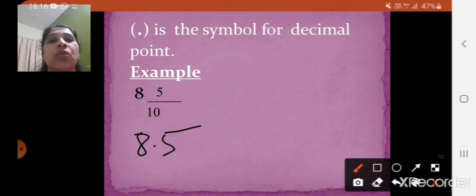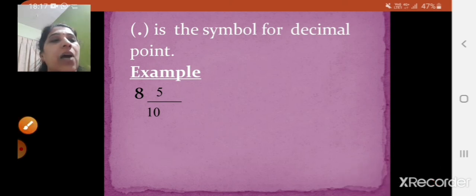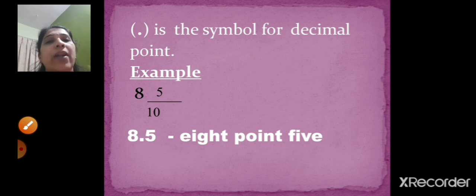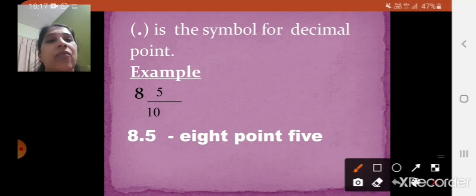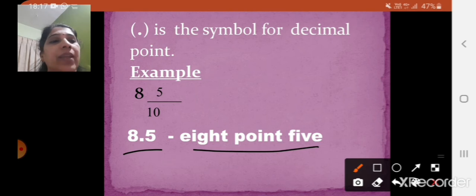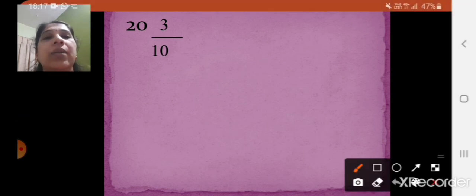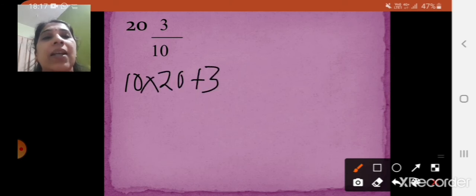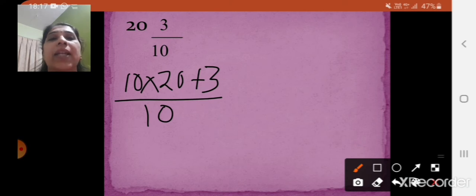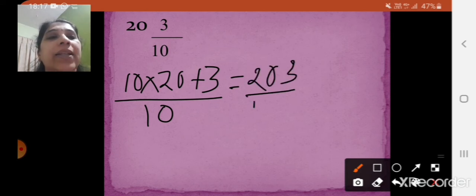So whichever method you feel easy, children, you can do it by any of the methods. Now let's take this, 8.5, right? So this I have written in words as well as in figures, right? Let's take the second example, 23 upon 10. So again, what I will do, the denominator is 10, so 10 into 20 plus 3 upon 10, right? So 10 into 20 means how much it is? 200, and 200 plus 3 is 203. So I will write 203 upon 10.